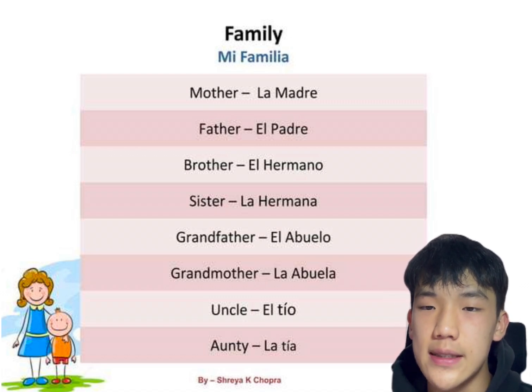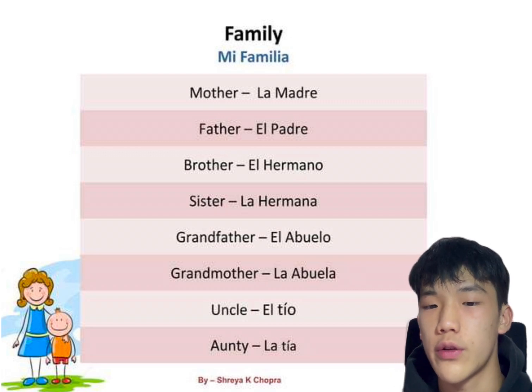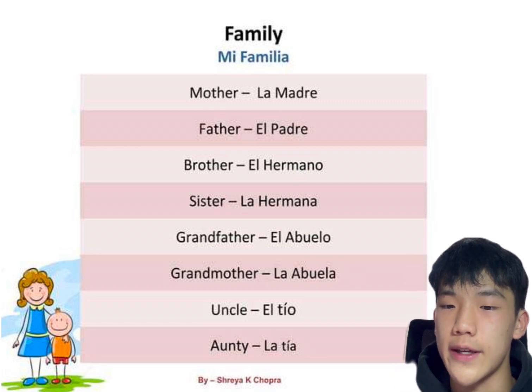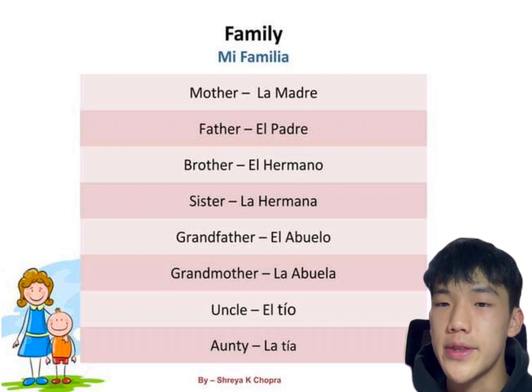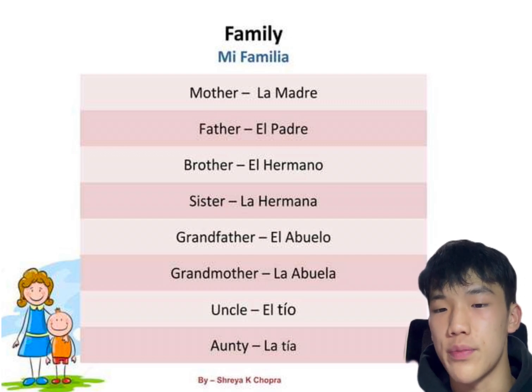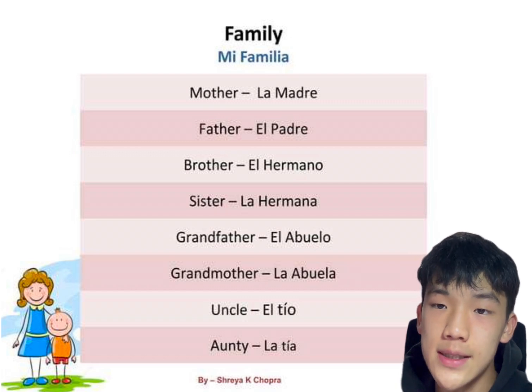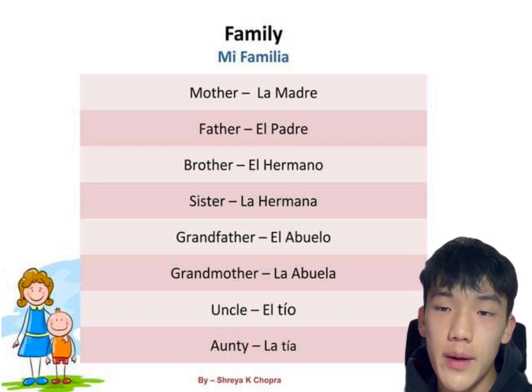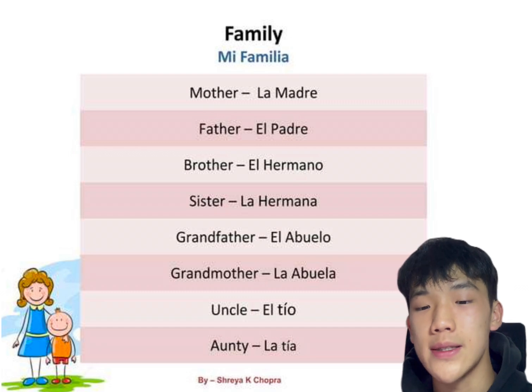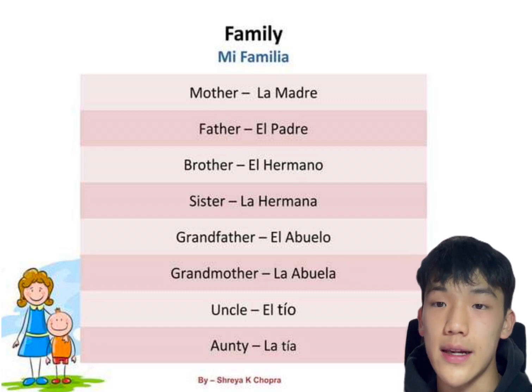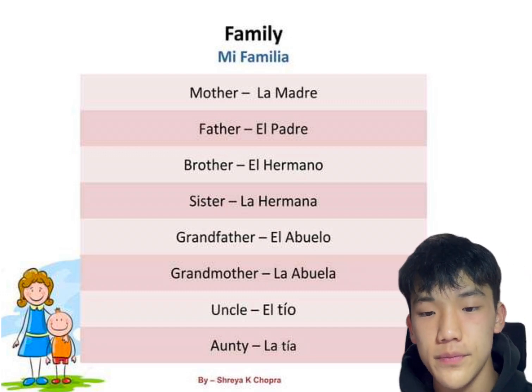In most cases, they're going to be the same root word. For example, brother and sister both having herman. But then when it comes to the gender, brother being male, it will have hermano. Usually, the masculine parts end with an O, while the feminine parts end with an A. You can see this in uncle and auntie, el tío y la tía.